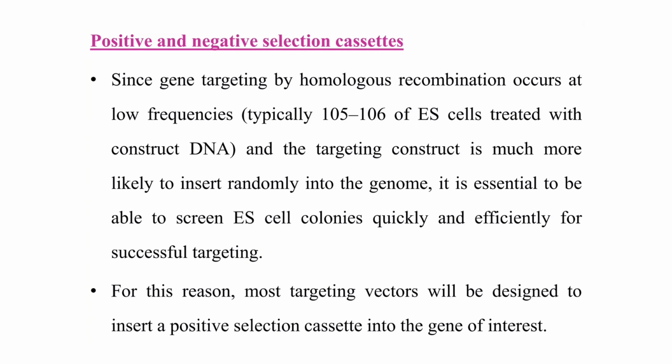Since gene targeting by homologous recombination occurs at low frequencies and the targeting construct is much more likely to randomly insert anywhere into the genome, it is essential to be able to screen the successful ES colonies quickly and efficiently. For this reason, most targeting vectors will be designed to insert a positive selection cassette into the gene of interest.